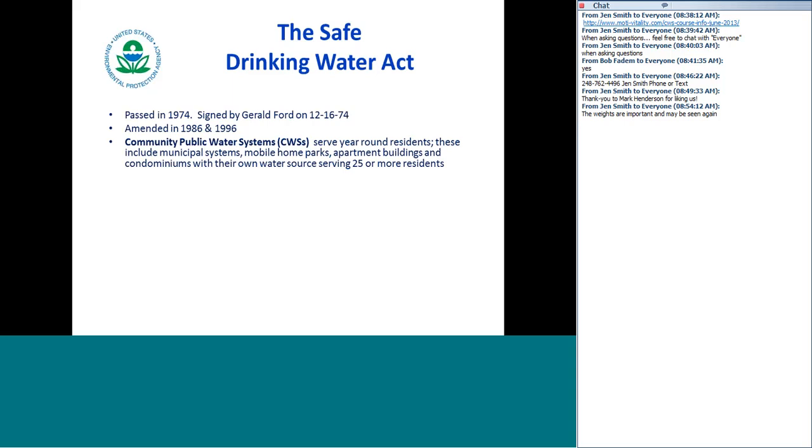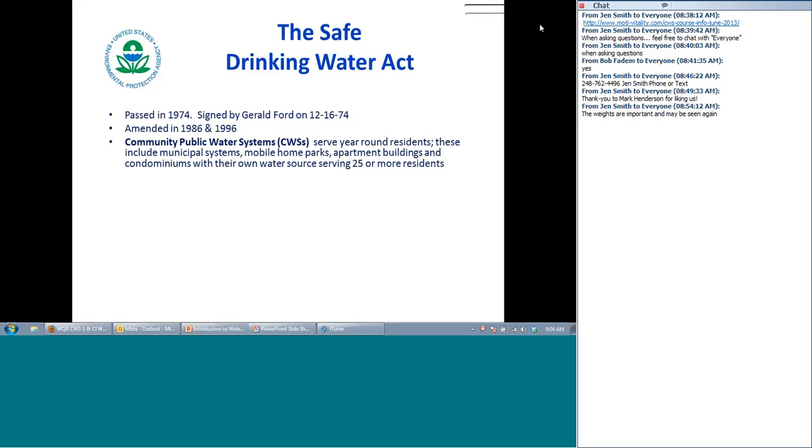Okay, what the Safe Drinking Water Act did is it established a definition for community public water systems, or CWSs. CWSs serve year-round residents. They include municipal systems, mobile home parks, apartment buildings, and condominiums with their own water source serving 25 or more residents.